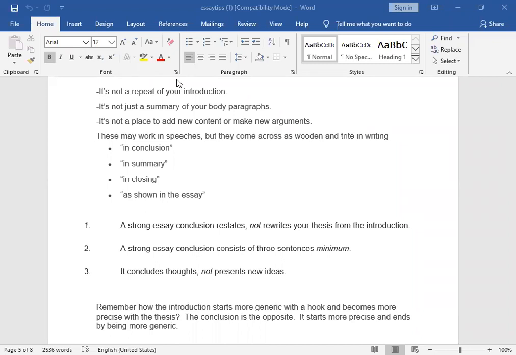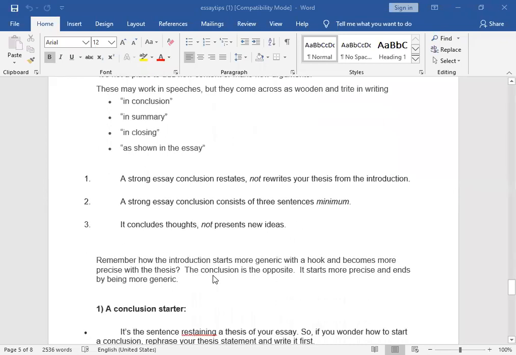Boys and girls, I hope this is clear. Your conclusion should not present new ideas, but conclude, end your story. Try to connect your story with the beginning and the end. Remember how the introduction starts more generic with a hook and becomes precise with the thesis. The conclusion is the opposite. It starts with the precise and ends by being more generic.